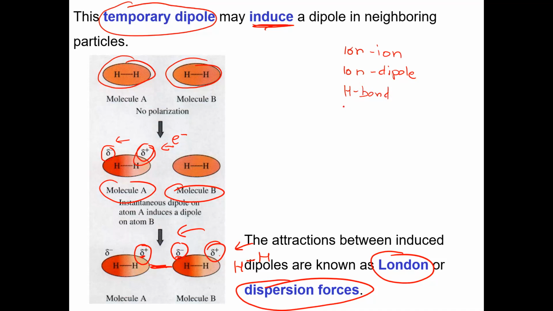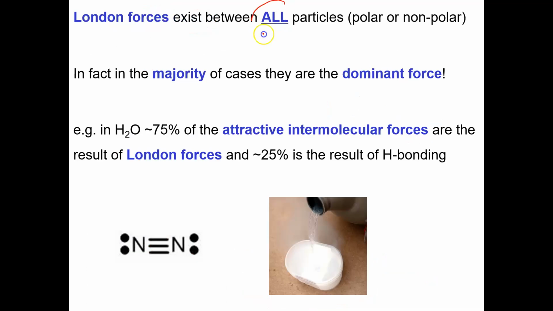Between polar molecules, we can have hydrogen bonding or dipole-dipole interactions. And now what we're saying is that we can have London forces or dispersion forces between any kind of particle, whether it's polar or non-polar. So that's kind of interesting. And again, these are listed in order of decreasing strength. So London forces exist between all particles, whether they are polar or non-polar.